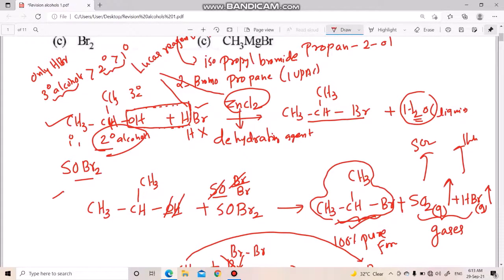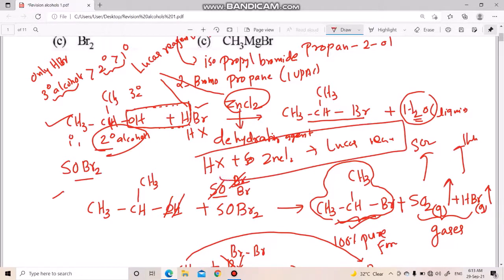And one more point: HBr plus zinc chloride, or HX plus zinc chloride, is called Lucas reagent. Please learn this point by heart.